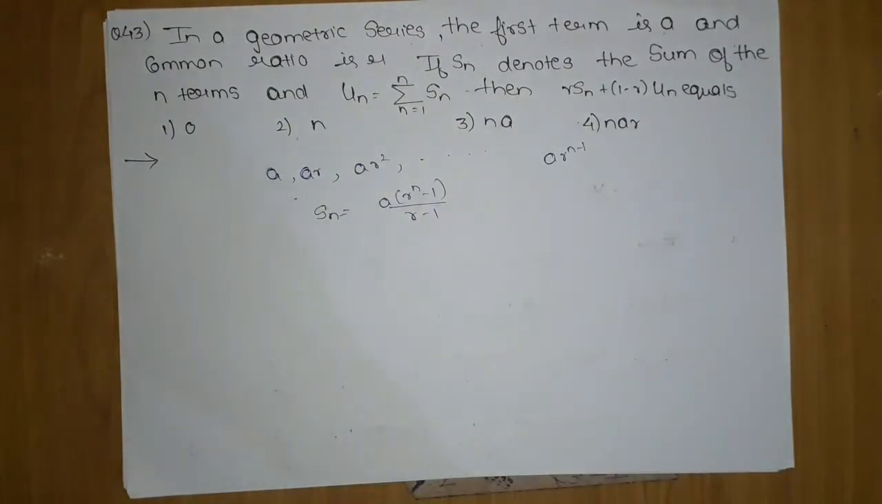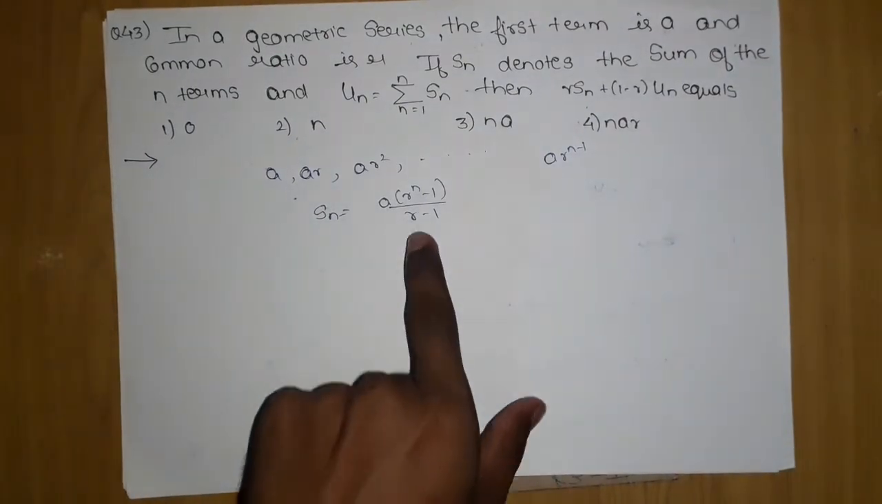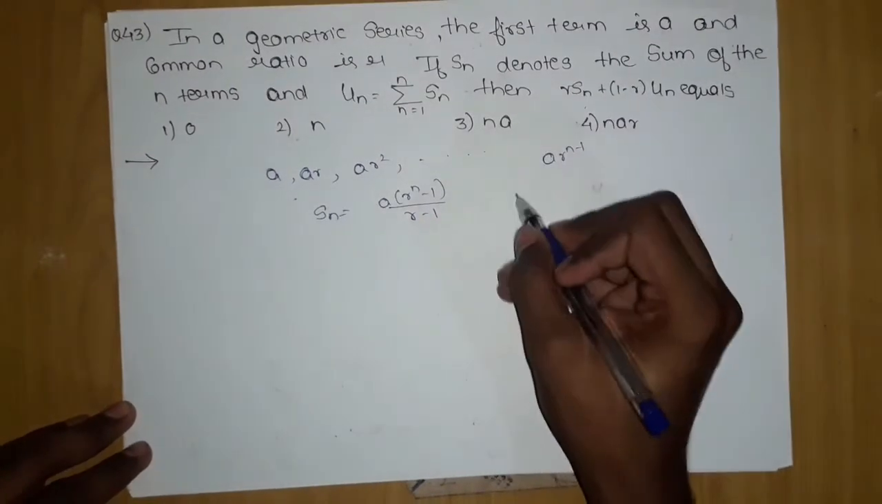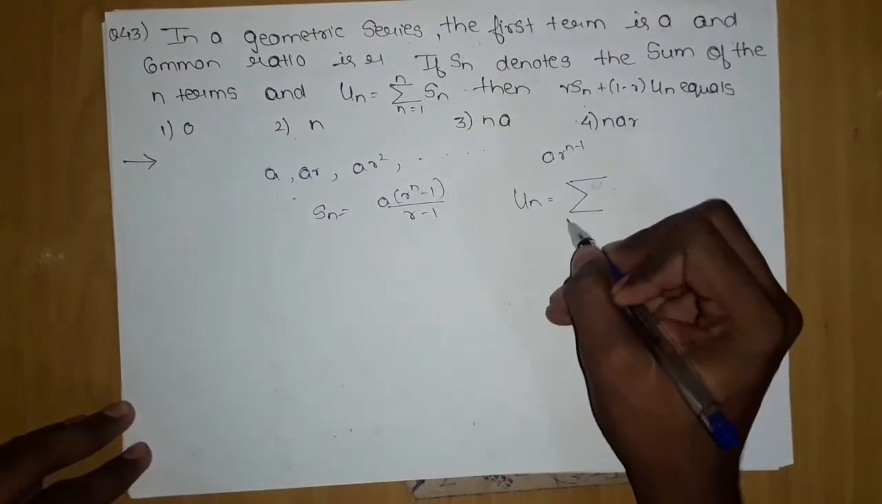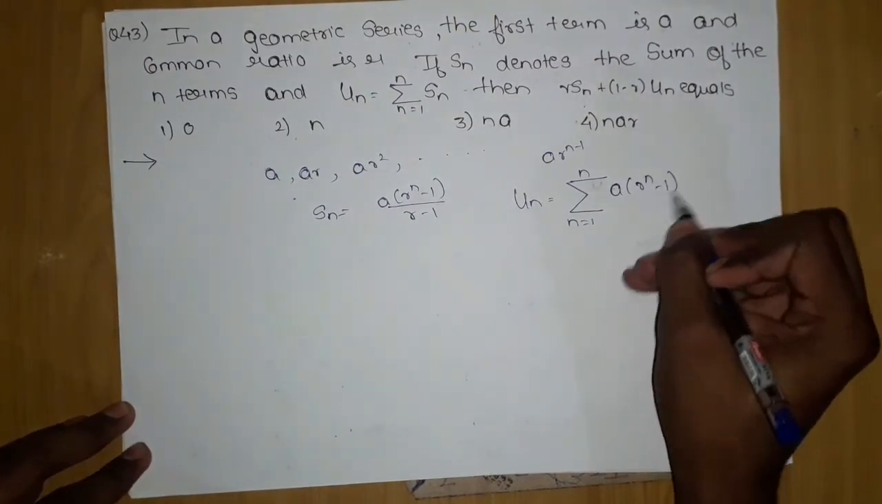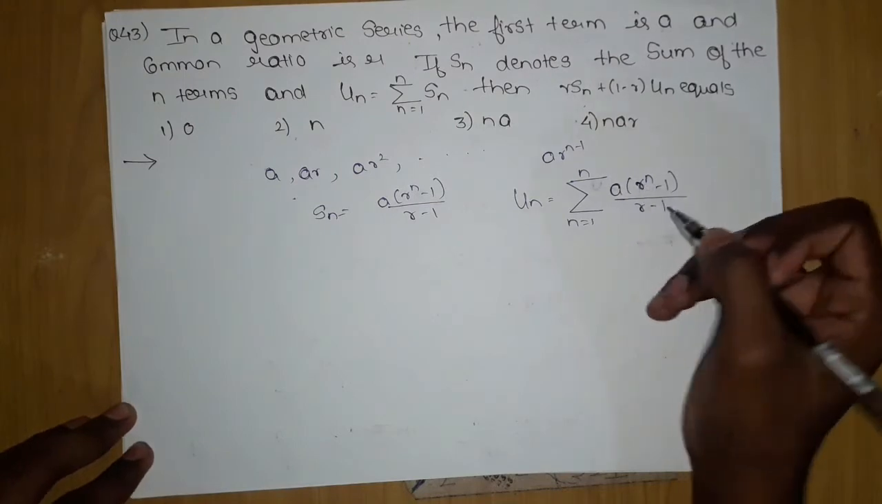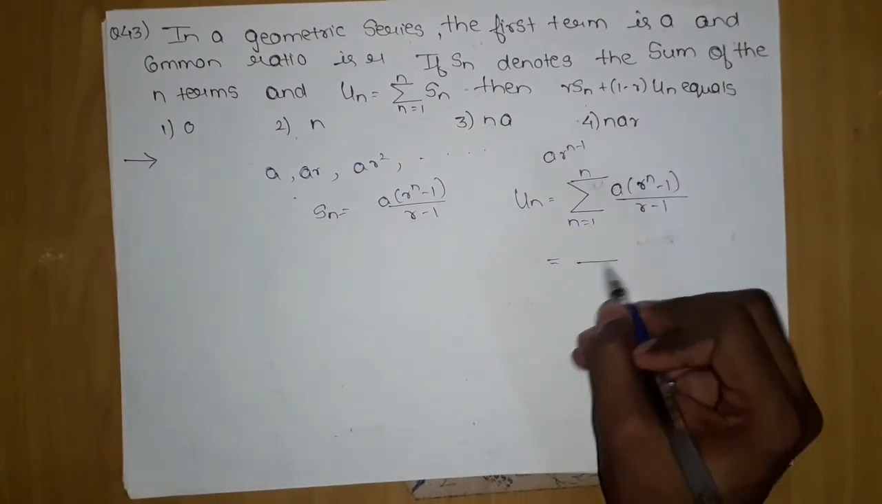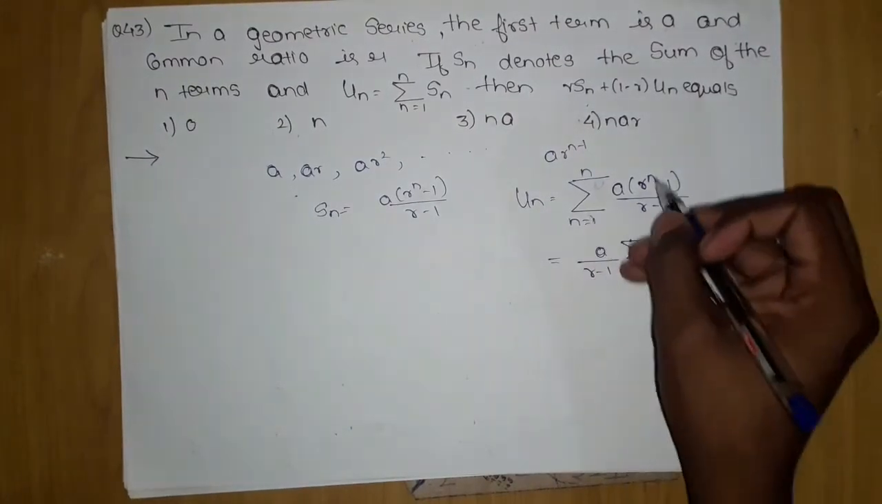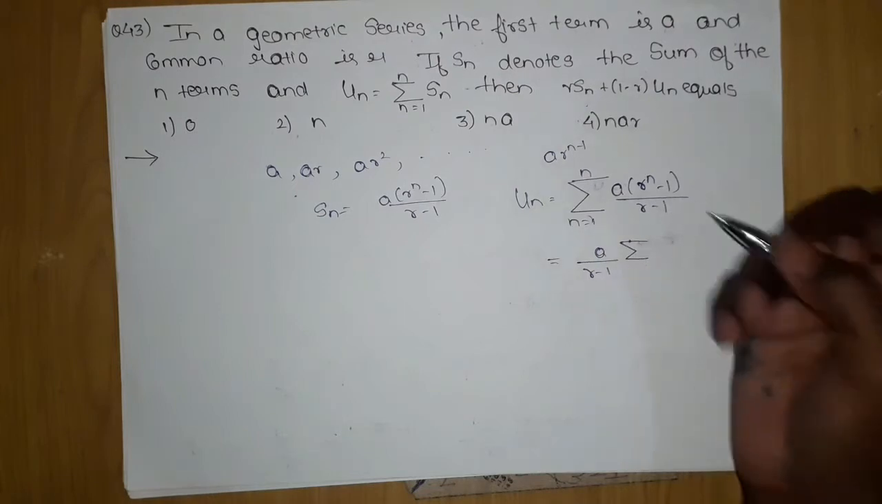I have got my Sn, so I will substitute that, but for Un I have to put this in a summation. So for Un we will put this in summation, which will be from n equals 1 to n of A into R^n minus 1 upon R minus 1, right? We will take 1 upon R minus 1 common. Why? Because the summation is over n, and these will be constant for it.